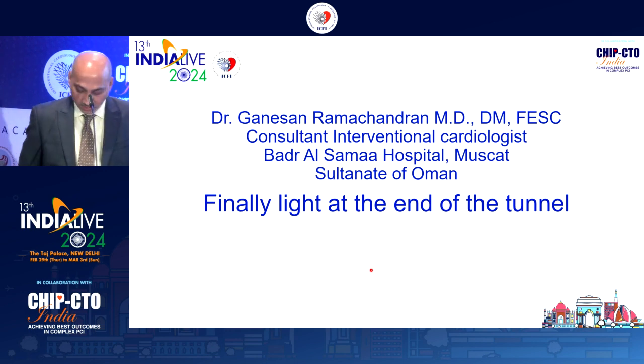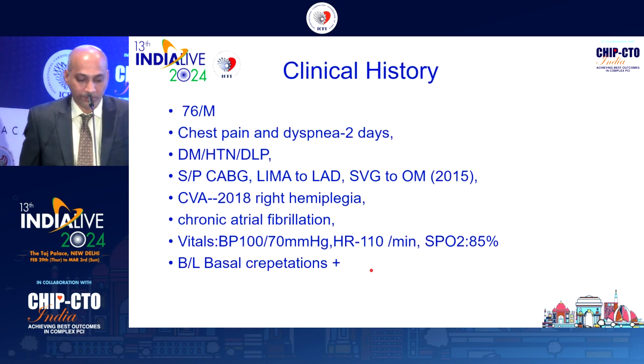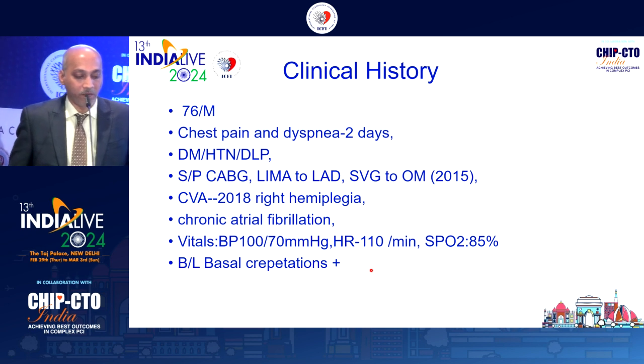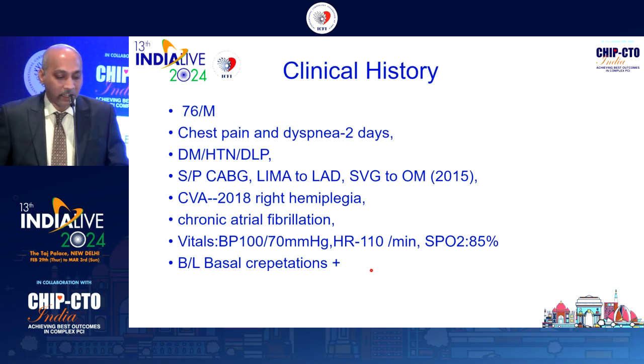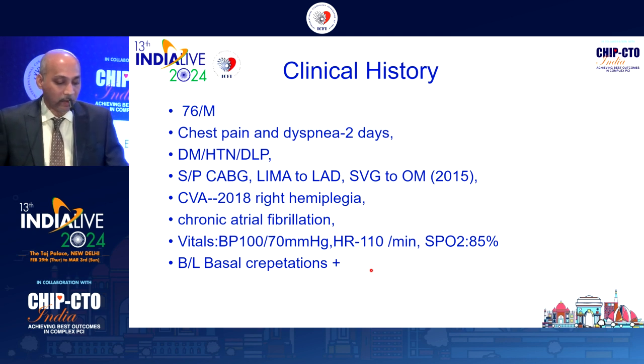So good morning to everyone. This 76 years male, thin, frail male presented with chest pain and dyspnea for 2 days, a late presentation. He is already known case of diabetes, hypertension, dyslipidemia on medical management. He also underwent CABG 2015, Lima to LAD and SVG to OM. And he also had a stroke 2018, right side hemiplegia. Is not that much ambulant, but not also bedridden. And he also having a chronic atrial fibrillation.